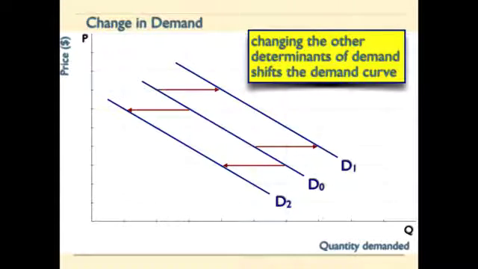If I'm talking about the change in quantity demanded of a good, I am changing the price of that good and moving to a different location on a pre-existing demand curve. So there's no shifting of the demand curve when you're asked about change in quantity demanded.